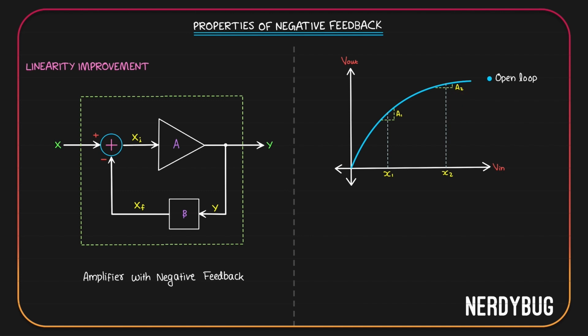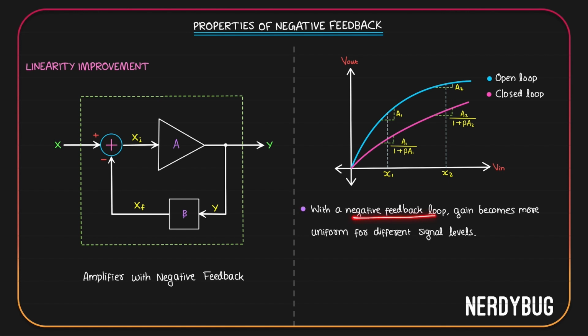Now, if we plot the same graph for a closed loop amplifier, it will look like this. Let us see the slope of this graph also at x1 and x2. The difference is much smaller when compared with the difference of A1 and A2. We have actually seen this in the example we solved before. When open loop gain changed from 1000 to 500, which is a 50% change, closed loop gain only changed 0.4%, which means the graph becomes more linear. Or we can say that with a negative feedback loop, gain becomes more uniform for different input signal levels.